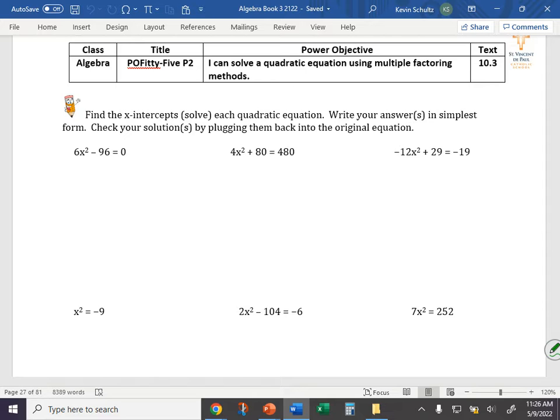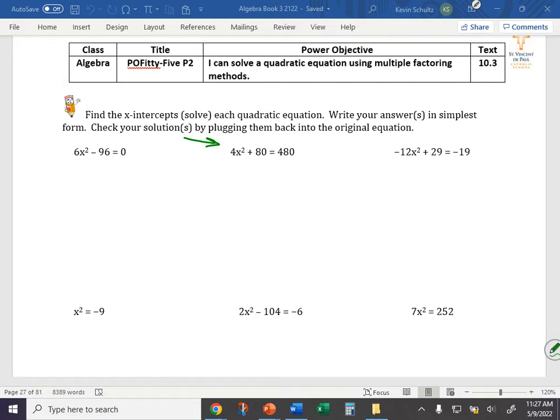Now, the first one, 6x squared minus 96 equals 0, looks like what we did the other day. It equals 0, which we want. We want the y value to be 0, because that represents the x-intercept. Let's talk about this one. This one can kind of throw people off because it doesn't equal 0. But it's still in that ax squared plus c form.